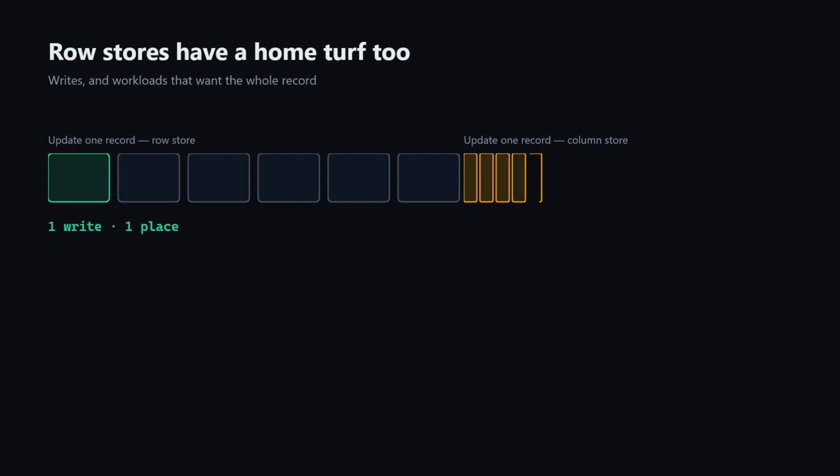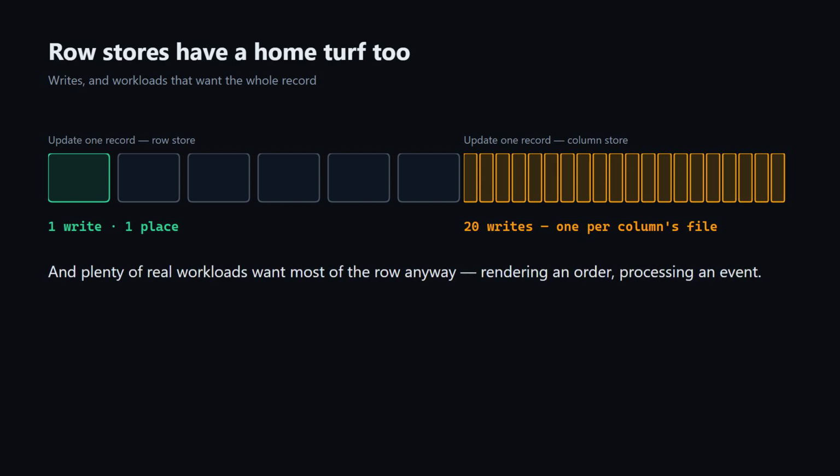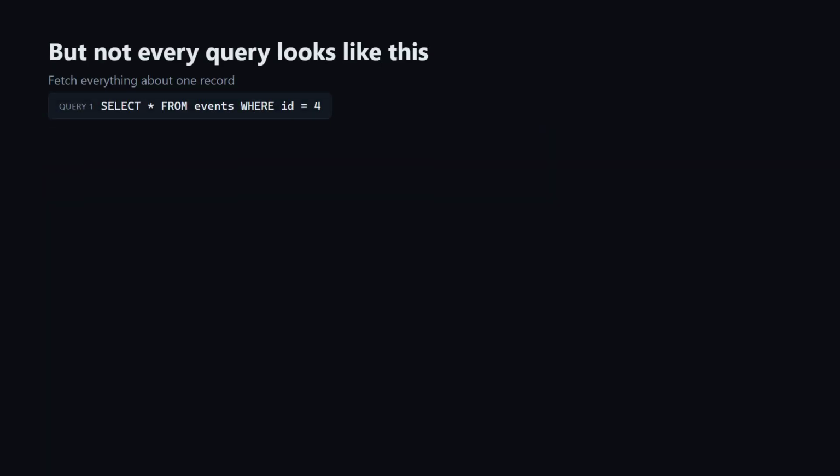Row stores have their own home turf beyond a single indexed lookup. Updating one full record is one write to one place. A column store doing the same update touches every column's file. And plenty of real workloads want most of the row anyway, rendering an order, processing an event, not 1 column out of 20. That's why OLTP databases default to row storage: frequent whole record writes, read back whole. But that's only one kind of query.